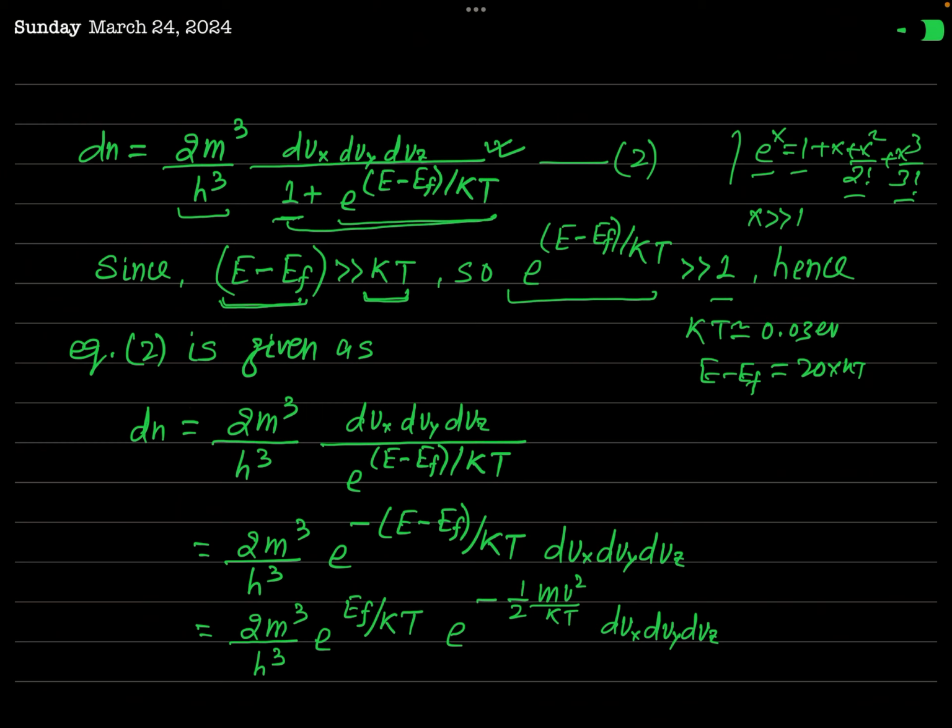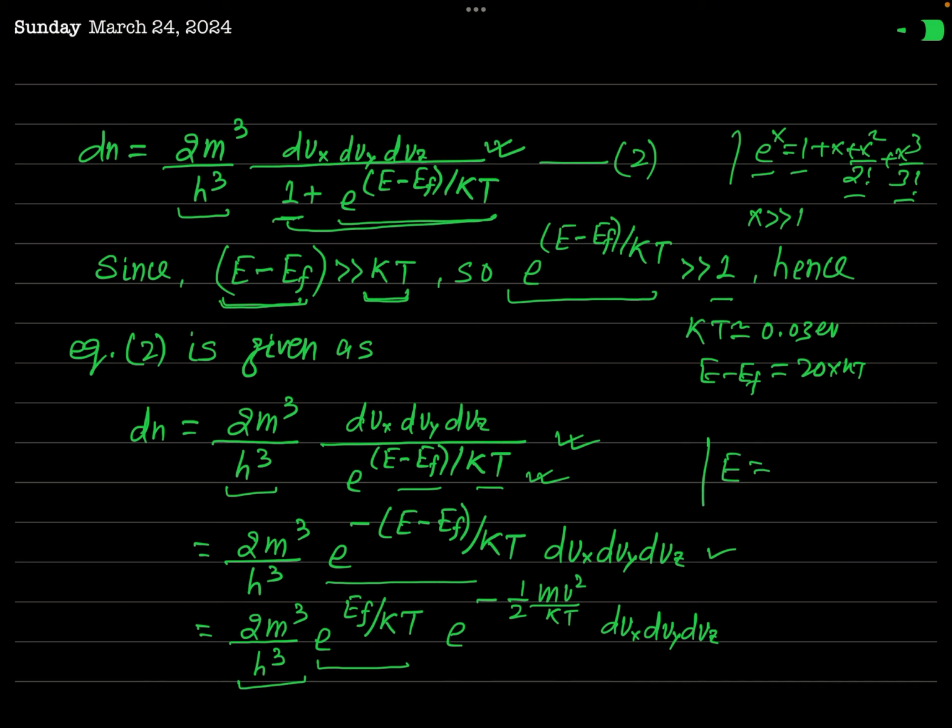After neglecting this 1 in the denominator, our result will be dn equal to 2m cube over h cube times dvx dvy dvz over e to the power (E minus EF) over kT. Now take this exponential factor to the numerator, so the power will become negative, and the result is 2m cube over h cube times e to the power minus (E minus EF) over kT dvx dvy dvz. Now break this exponential factor into two parts. You can see this will be 2m cube by h cube times e to the power EF by kT, since minus minus will become plus, and e to the power minus E by kT.